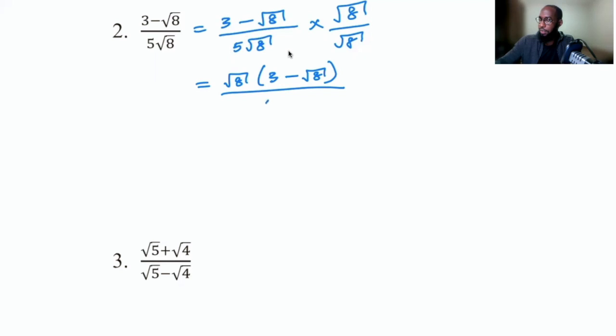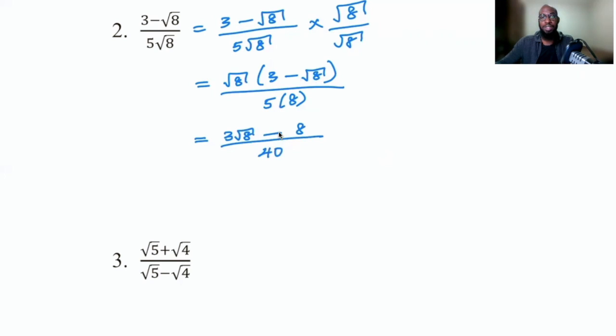5 by 1 is 5. And root 8 times root 8, we know root 8 times root 8 is root 64, which is equal to 8, right? So root 8 times root 8 is simply 8. So we have 5 by 8. So root 8 times 3 is 3 root 8 minus, when you're multiplying different signs, is minus. Root 8 times root 8 is 8, all over 8 fives, 40. So this here is your answer for part 2.